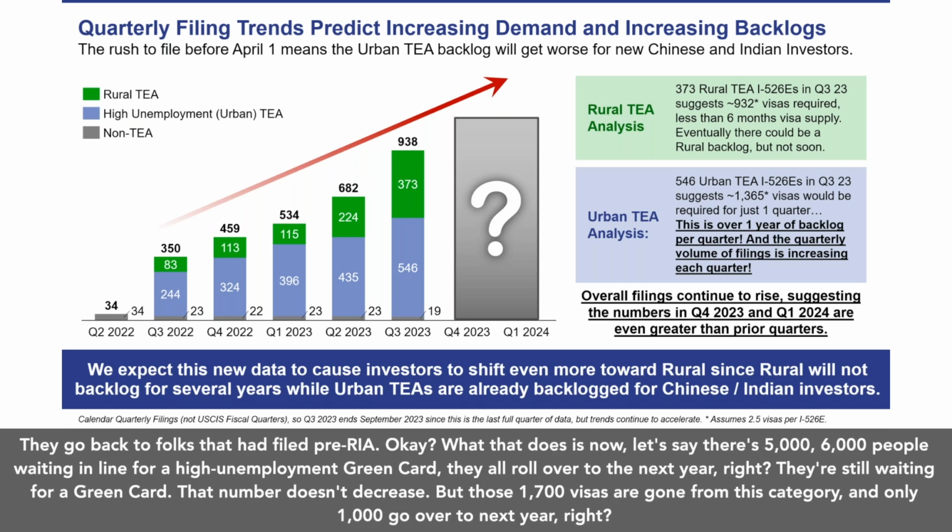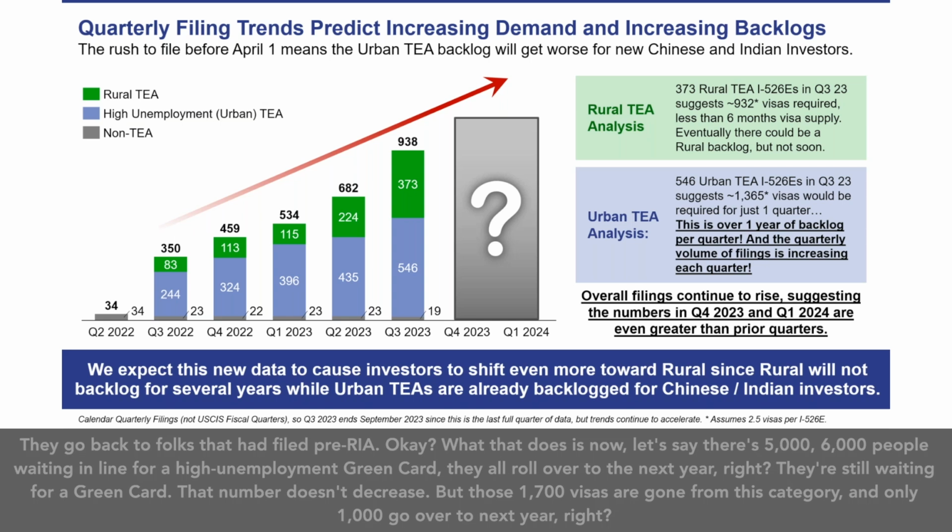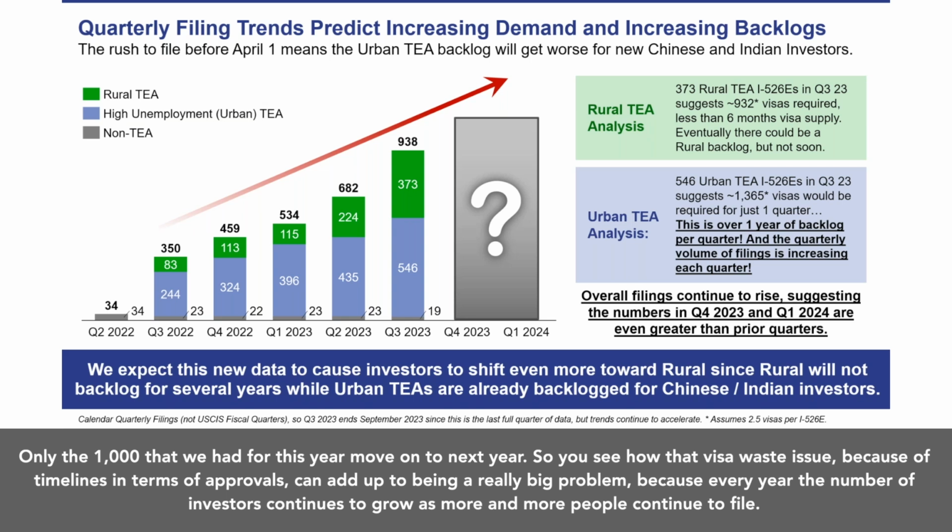Now let's say there are 5,000 or 6,000 people waiting in line for a high unemployment green card. They all roll over to the next year, right? They're still waiting for a green card. That number doesn't decrease, but those 1,700 visas are gone from this category, and only the 1,000 we had for this year move on to next year.